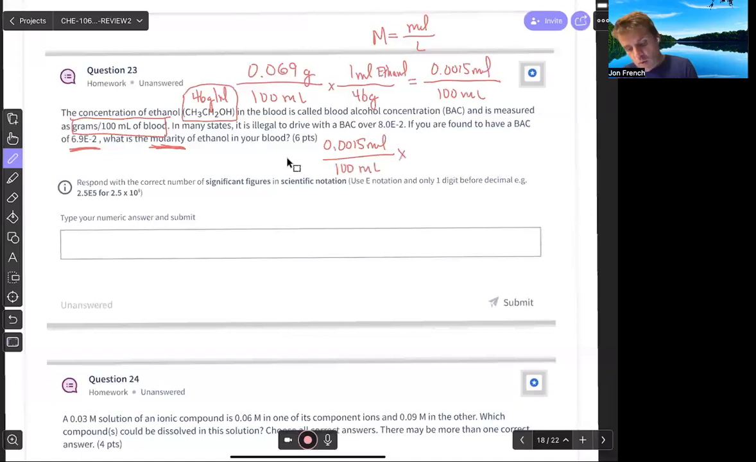But molarity is moles per liter. So in 1,000 milliliters, I have 1 liter. So I'm essentially just multiplying by 10. So 0.015 molar would be the concentration there. 2 significant figures, right? Because my BAC is 2 significant figures. And again, your numbers might be different, but the steps would be the same. We're just taking that concentration in grams per 100 and converting it into moles per liter.